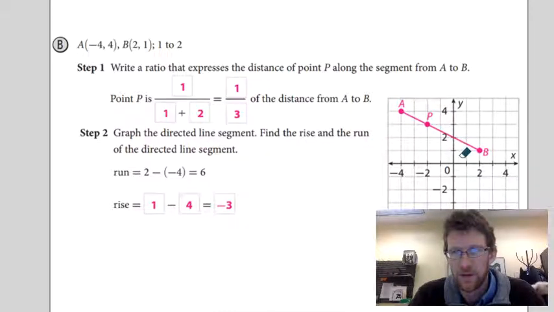And we can put it on here, right? We can go -2, 3 and see, oh, yep, that looks like it's about right. It divides it in 2 segments, but one is twice as big as the other, right? It's 1/3 of the way along.